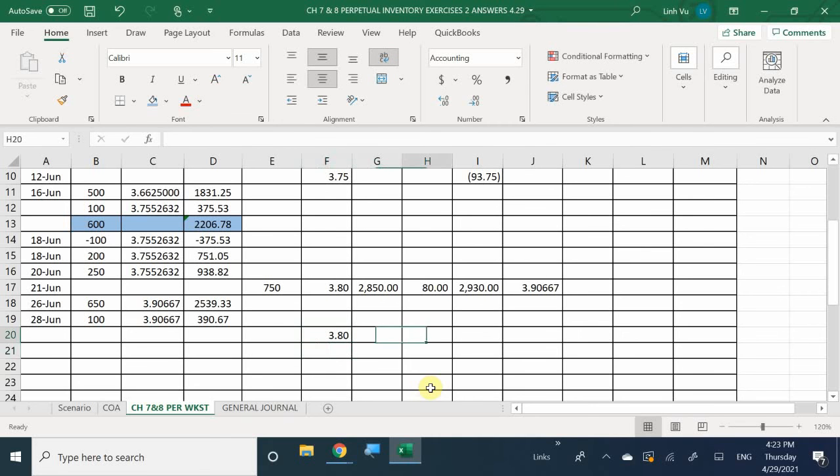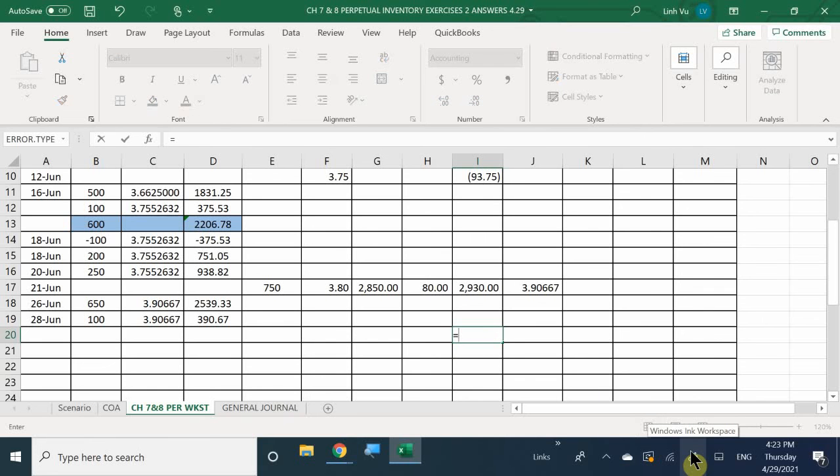So if I have $3.80 and I get to take a discount, the amount that I'm taking a discount off is going to be off of this $2,850, because that was my last purchase that I get to take a 5% discount off of. So if I'm going to take this away from my inventory, I'm going to go ahead and calculate it right now.